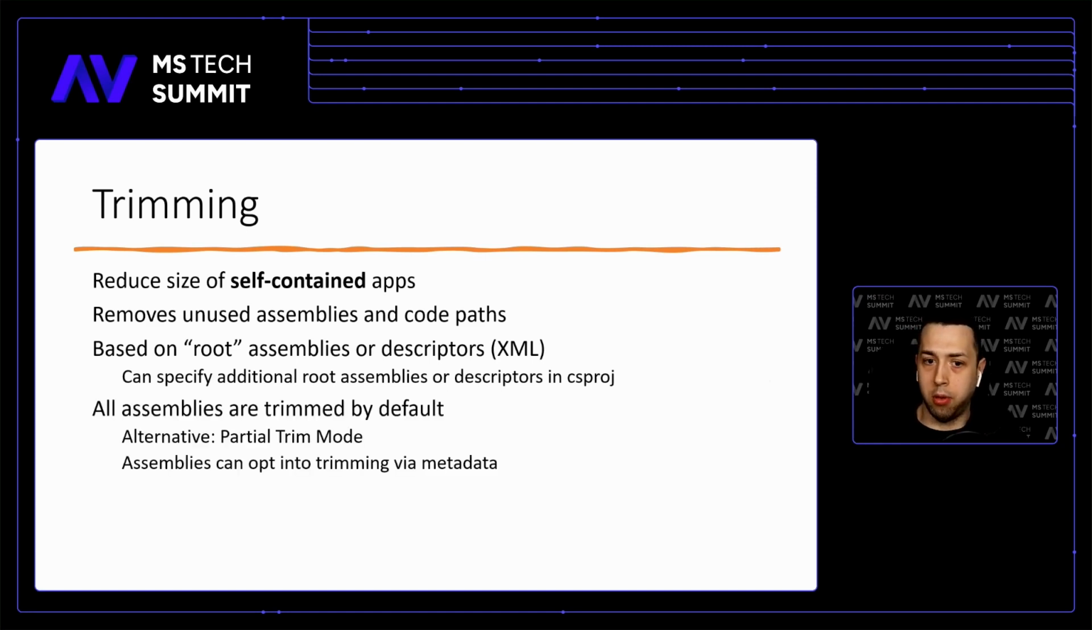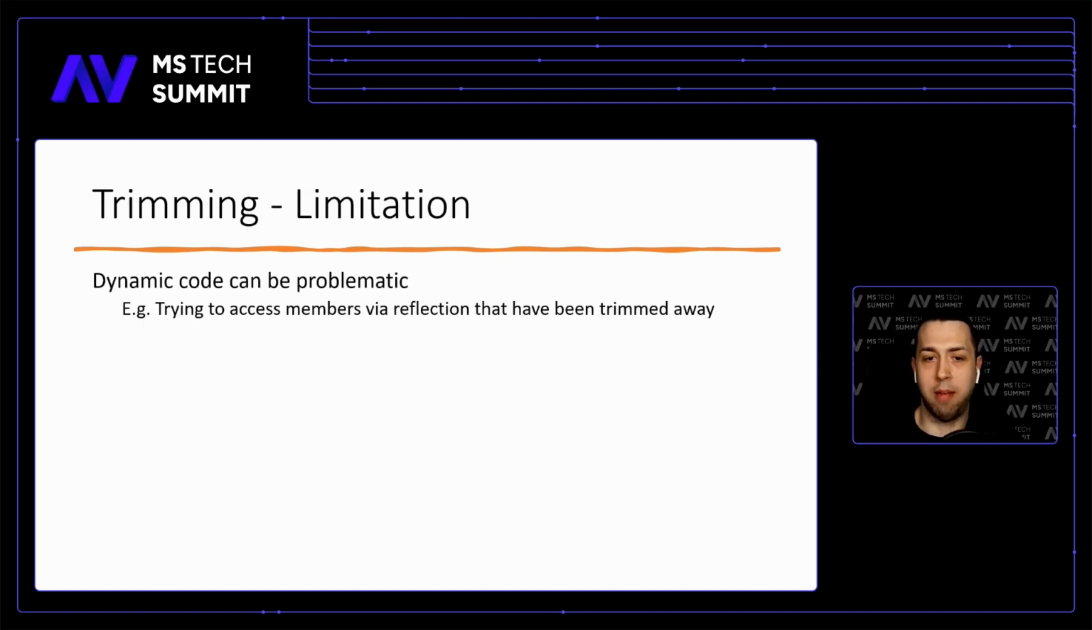And there are certain trim modes. Usually all assemblies are trimmed by default. There's also a partial trim mode where only assemblies that opt into trimming will be considered. But I really suggest to try to trim as aggressively as possible. There are some limitations, so dynamic code can be problematic if you access things via reflection. That type or even just the method might not be there.